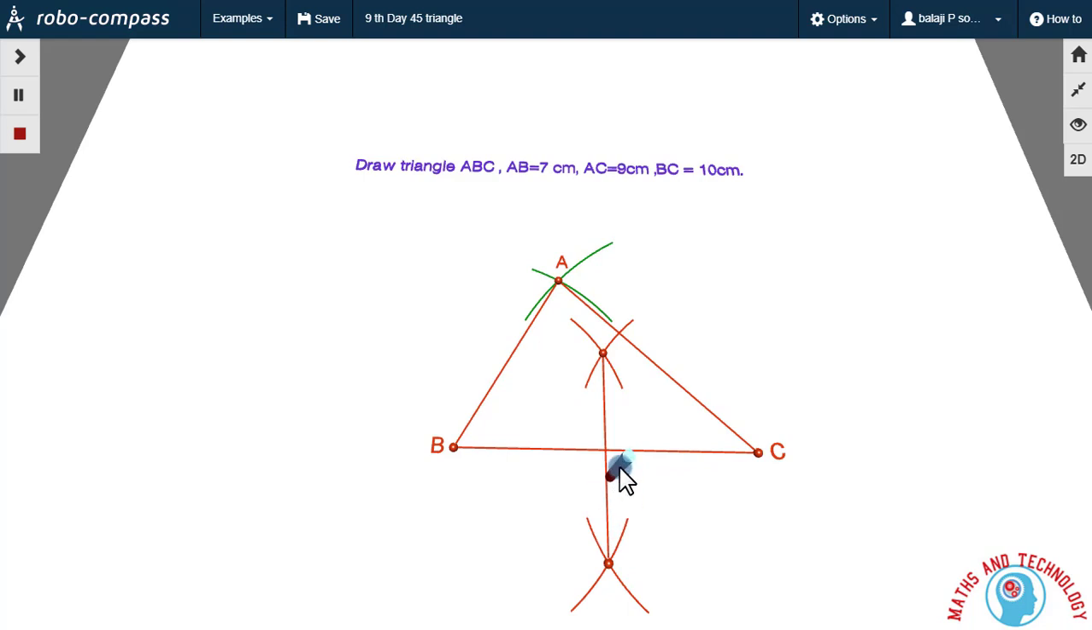Here name the point D. Then draw a line AD, and AD is our median. AD is the median.